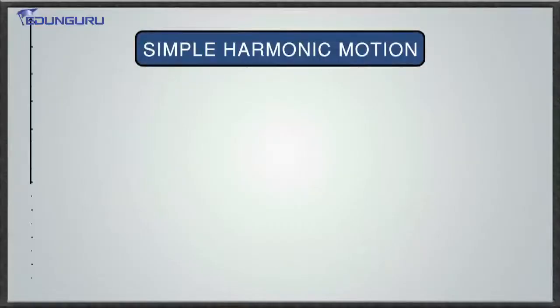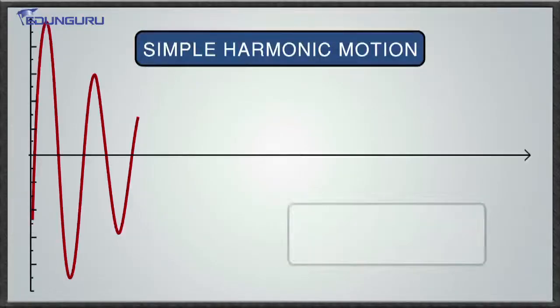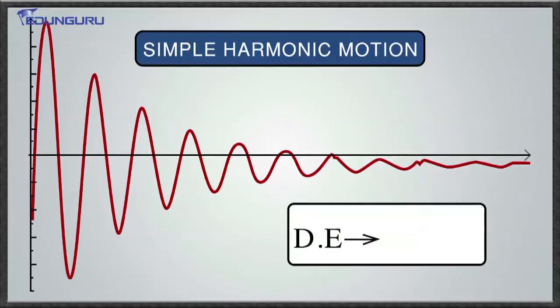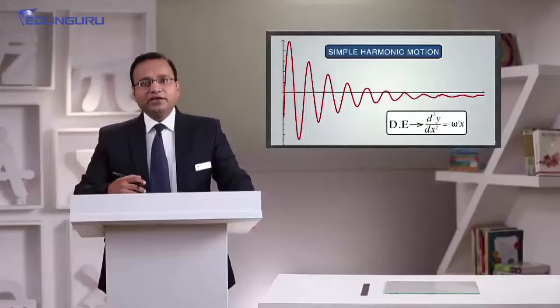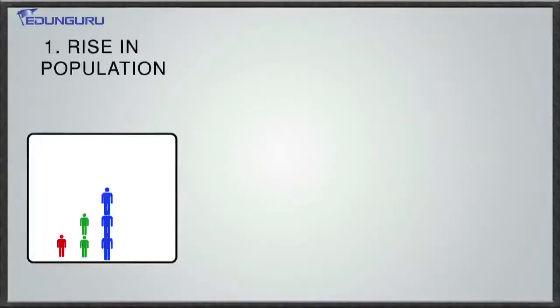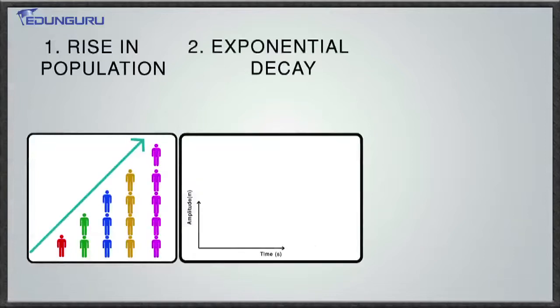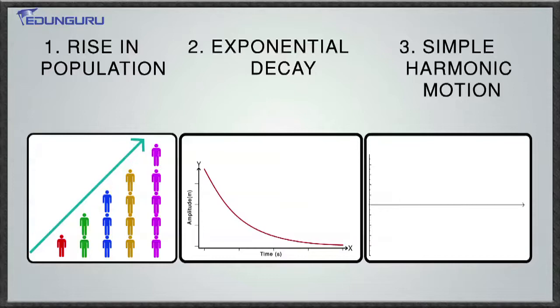You can also observe that simple harmonic motion in physics class starts with a differential equation, d2y/dx2 is equal to minus omega square x. So there are many phenomena in nature, the rise in population or the exponential decay or the simple harmonic motion in physics, which start with a differential equation.